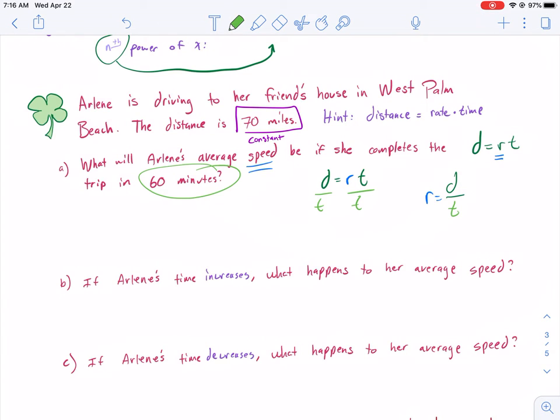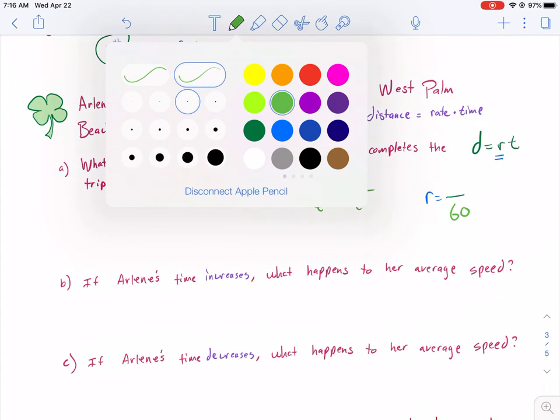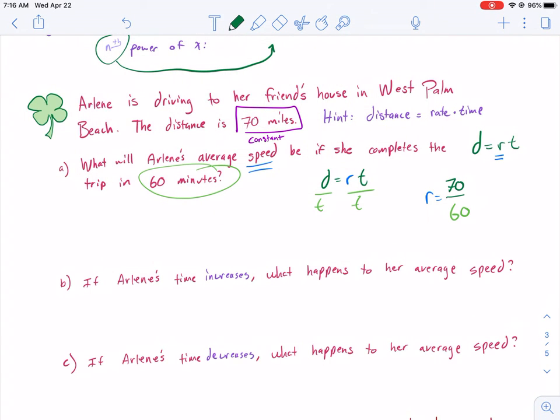So what we're going to do is we're going to put in both these values. We're going to put in 60 minutes for time, and we're going to put in 70 miles for the distance. So now it's just a matter of calculating. So we could either leave it as a fraction, or we could convert it to a decimal. So our rate is going to equal 7 over 6 miles per minute.